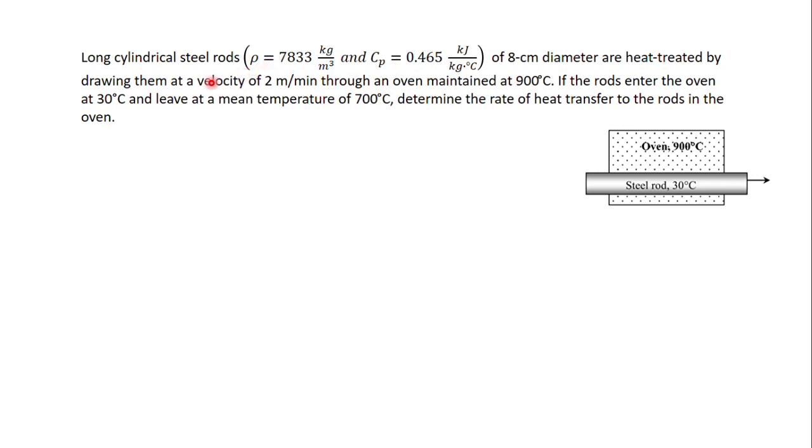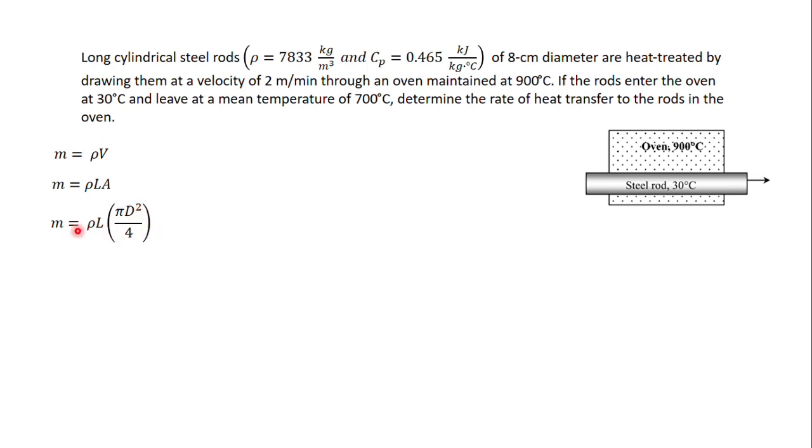Noting that the rods enter the oven at a velocity of 2 meters per minute and exit at the same velocity, we can say that a 2 meter long section of the rod is heated in the oven in 1 minute. So then, the mass of the rod heated in 1 minute is mass equal to the density times the volume. We know that volume is equal to length times area, so it becomes the density multiplied by length times area. Since we are given the diameter, for the area we use pi d squared over 4.